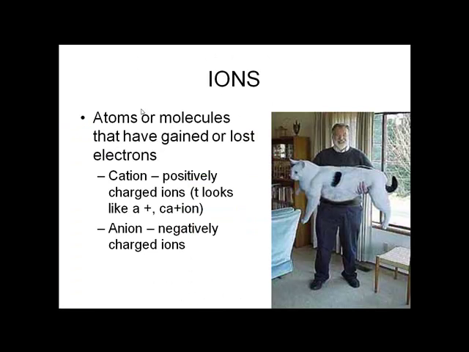The definition of an ion is when an atom or a molecule has either gained or lost electrons. Cation is a positively charged ion. The way that I remember it is that the T in cation looks like a plus sign. Can't forget that. And an anion is negatively charged. So if you've gained electrons, you're an anion because electrons are negative. If you've lost electrons, you're considered a cation because you're positively charged.